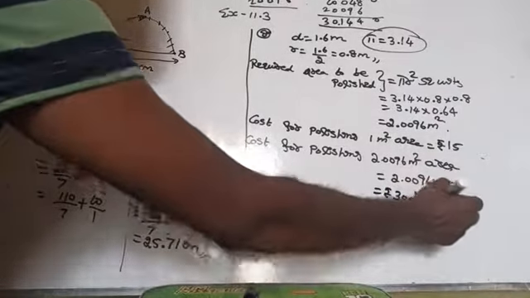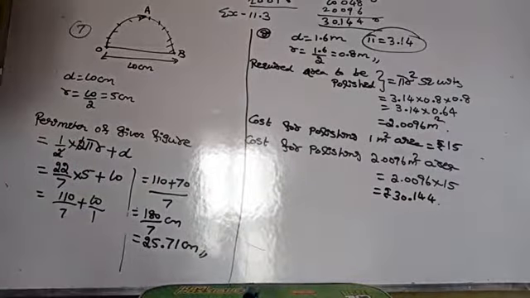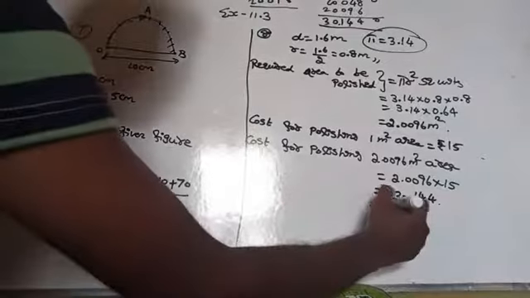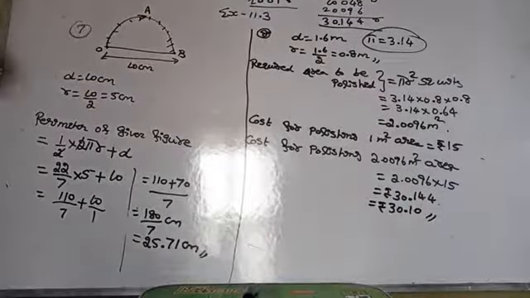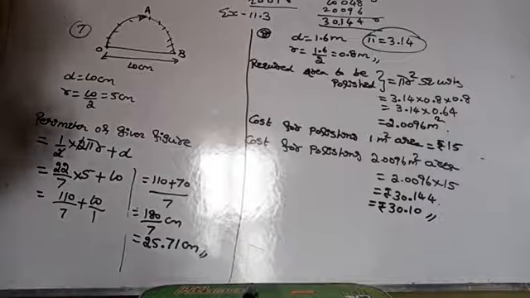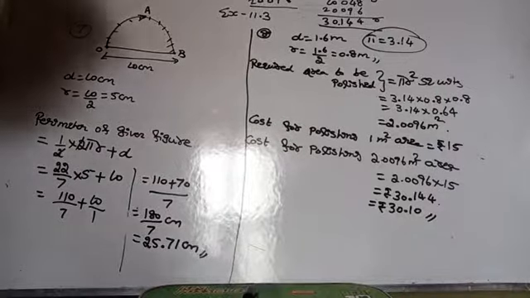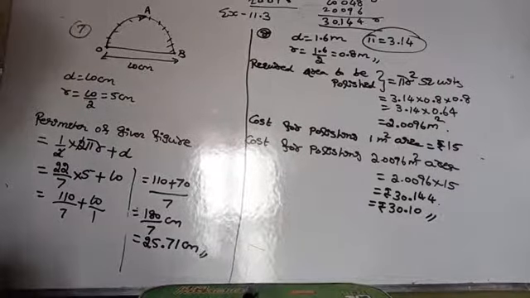Rupees 30.144. So you can write it like rupees 30.10. Rupees 30.10 you can write. Am I right here? Yes. Shall we move to the next question? Yes. What is the next question for you?